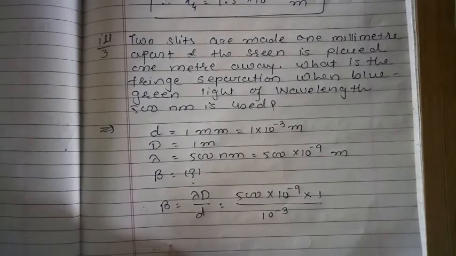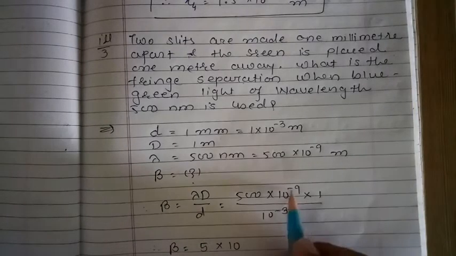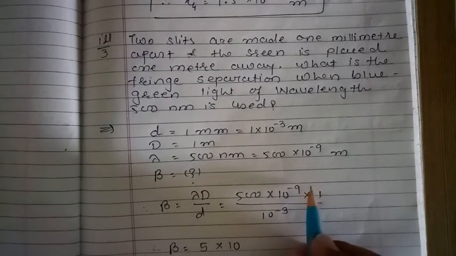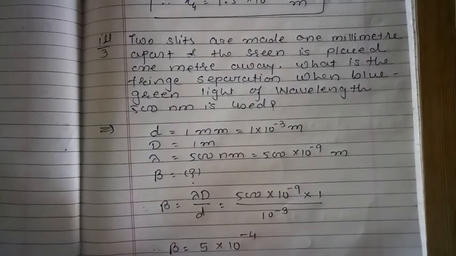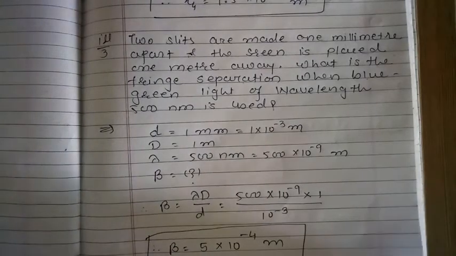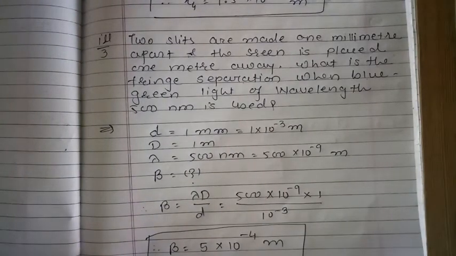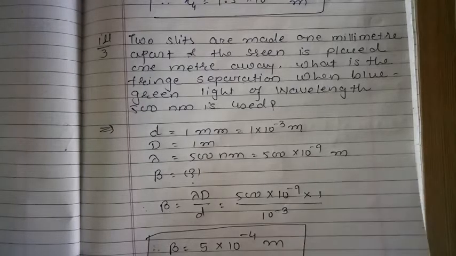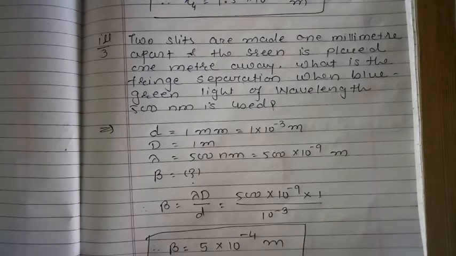So here we get beta is equal to 5 into 10 raised to minus 9 plus 3 minus 6 plus 4, that means minus 4 plus 2 meter. So the beta is 5 into 10 raised to minus 4 meter. So this is a very easy example. We have to find the distance between the two bright fringes, blue and green, and we know the formula beta is equal to lambda capital D upon small d.